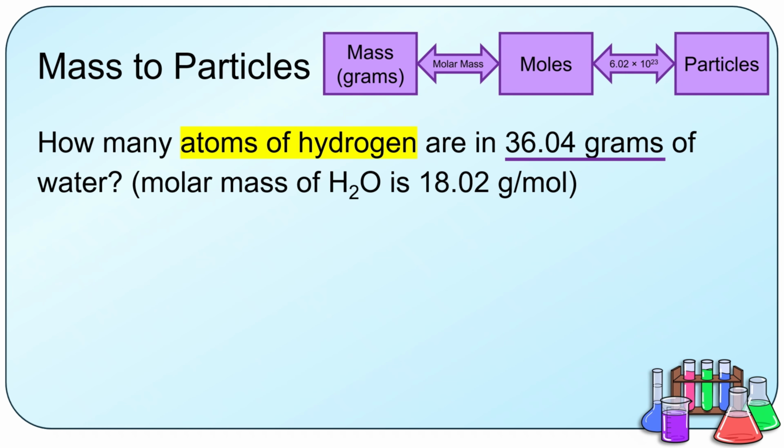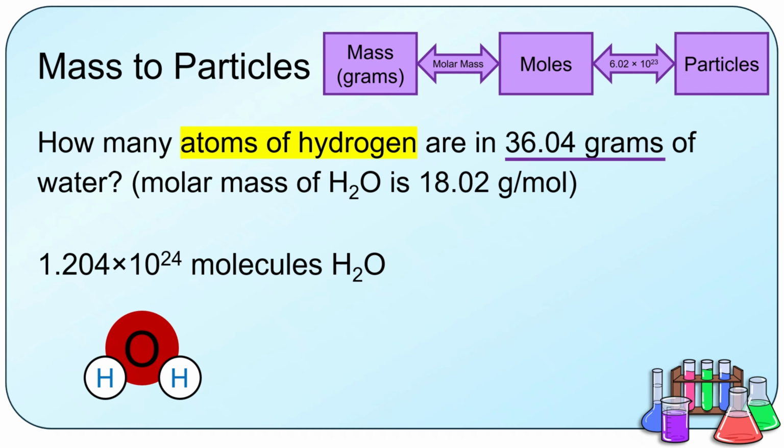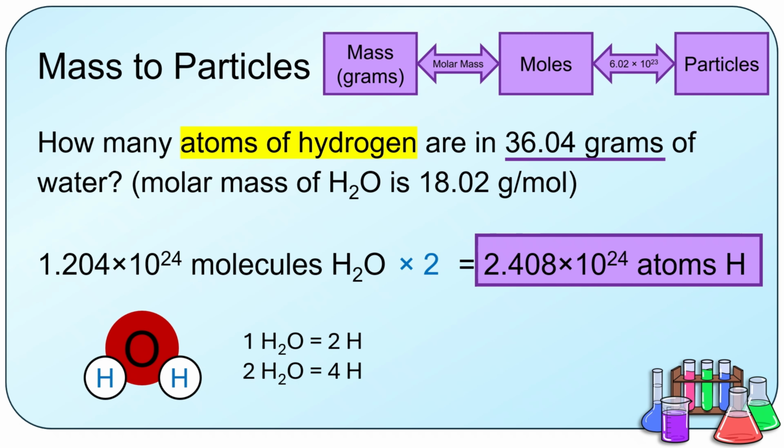Or there's another way. I'll use the molecules of water that I calculated before. Then I can simply reason that there are 2 hydrogens per water. If I have 1 water molecule, I'll have 2 hydrogens. If I have 2 water molecules, I'll have 4 hydrogens. So I can just multiply the water molecules by 2 to get the number of hydrogens.